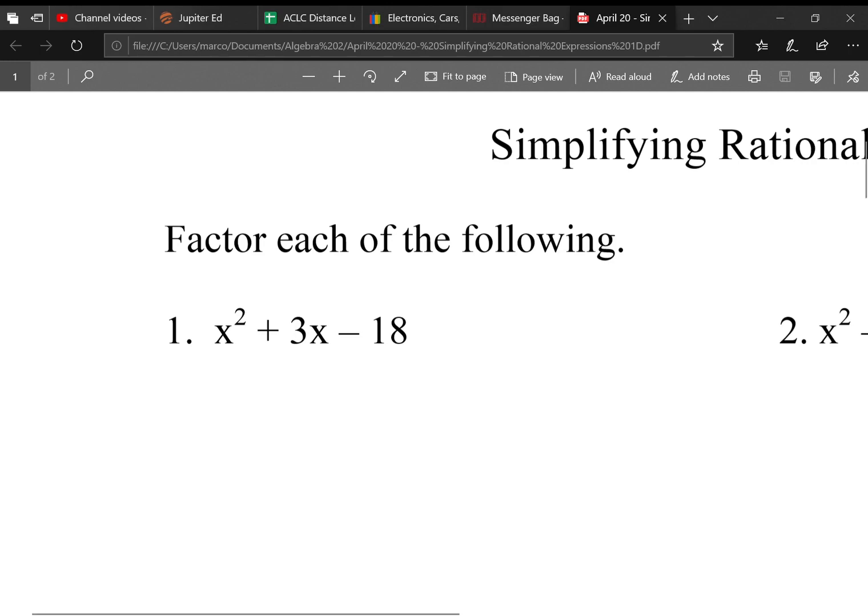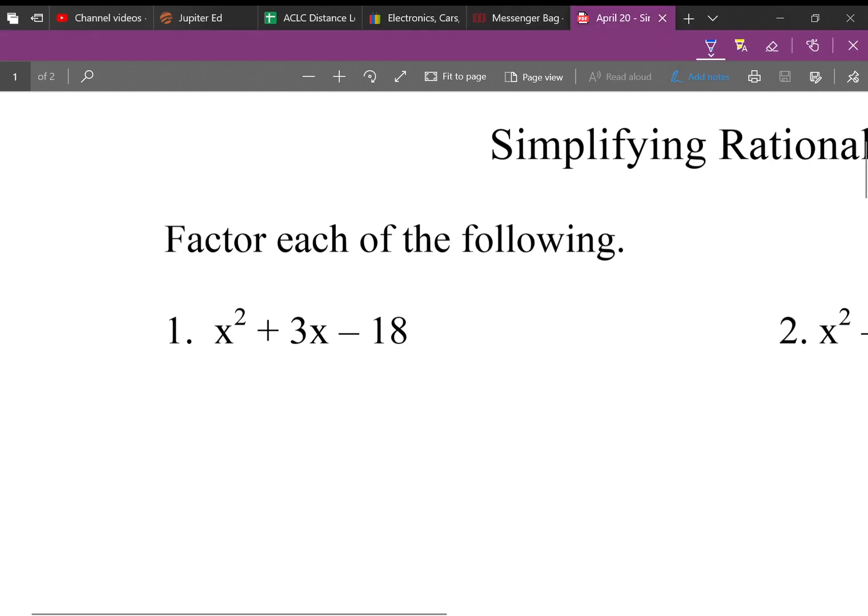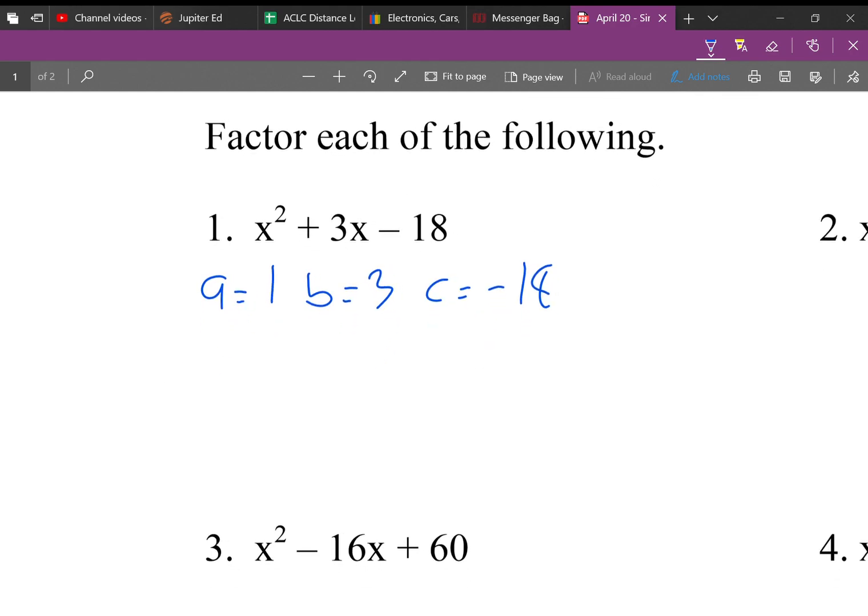We know just generally it's true that negatives make things a little bit harder. A here would be 1, B is 3, C is negative 18. If I put that into my magic X with A times C at the top, that ends up being negative 18 at the top. B on the bottom is 3.